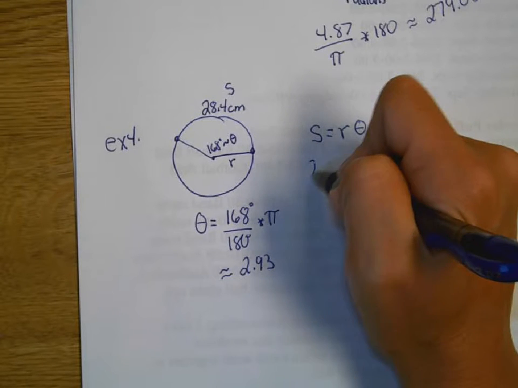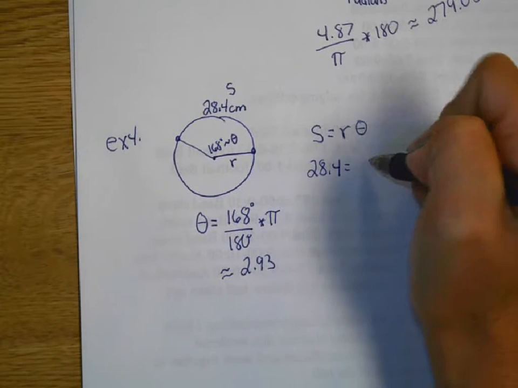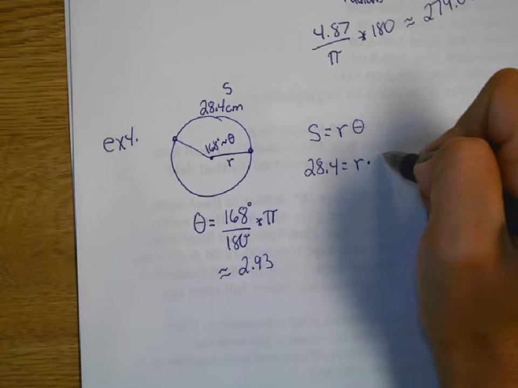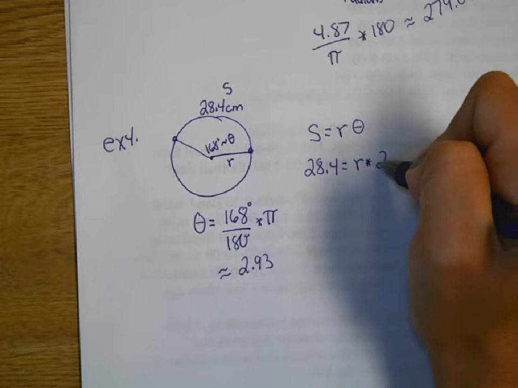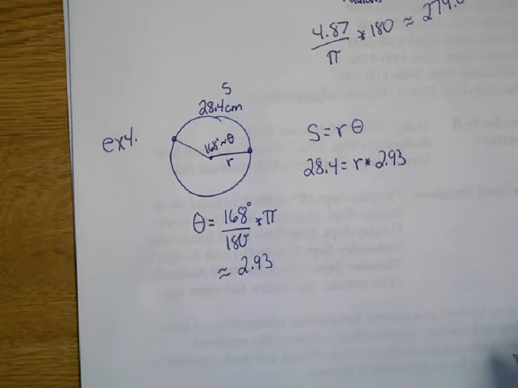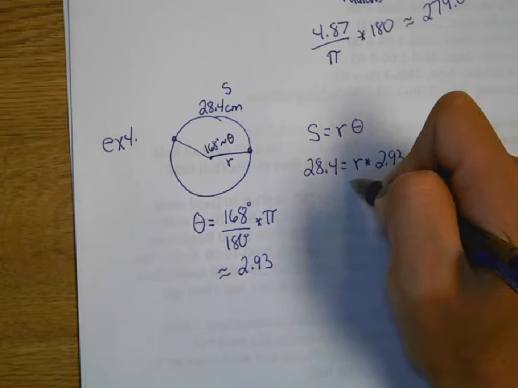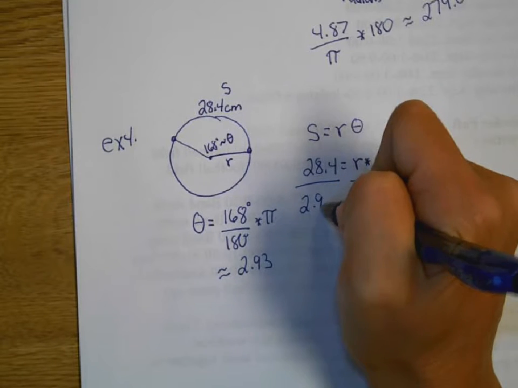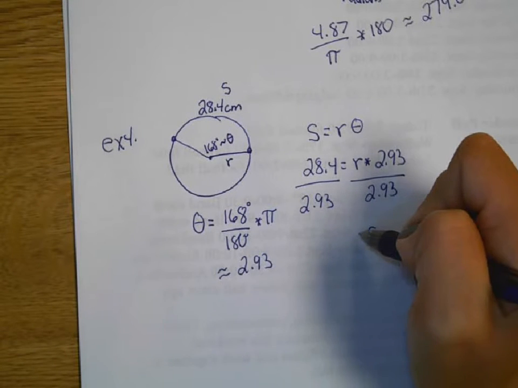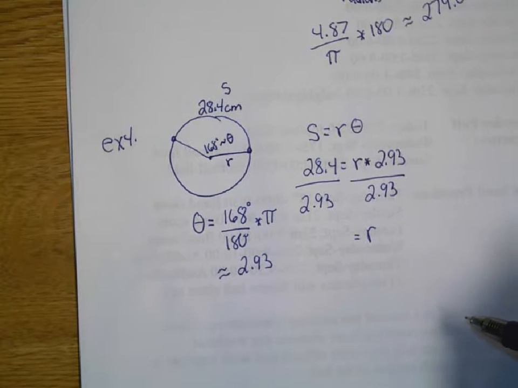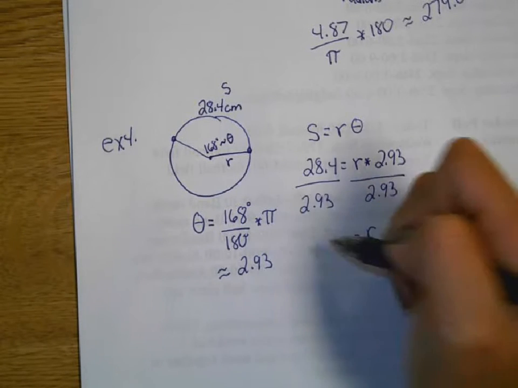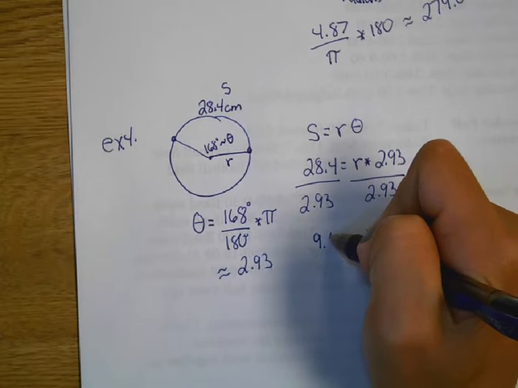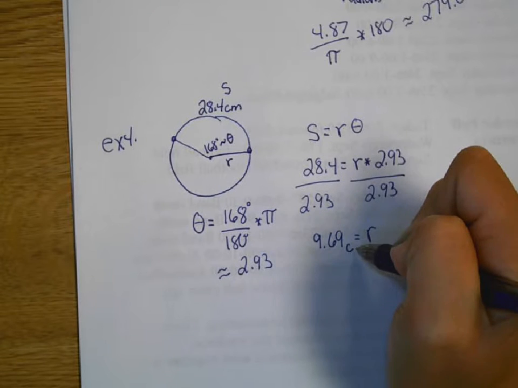So now we're ready. I've got S is 28.4. The radius I'm looking for. We just found the theta to be 2.93. Simple algebra step to solve for the radius. What was the radius of our circle? 9.69. Oh, we got some disagreement. 9.69. Oh, I put centimeters.